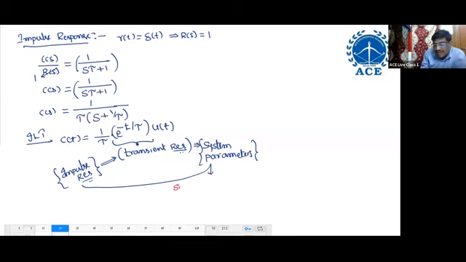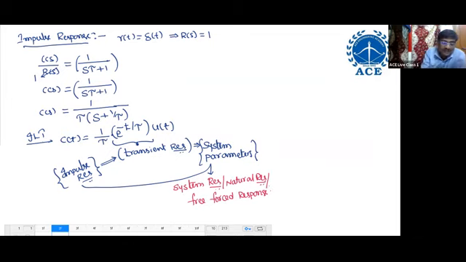The impulse response is also called the system response, natural response, or free forced response. So remember, the impulse response is also called system response, natural response, or free forced response. I already discussed this in the basics.